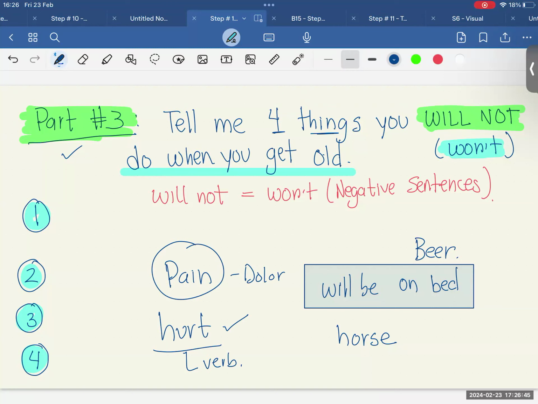To say that I will not be able to do something, I use be able to do. Yeah, negative, right? Won't be able to. To do, exactly.